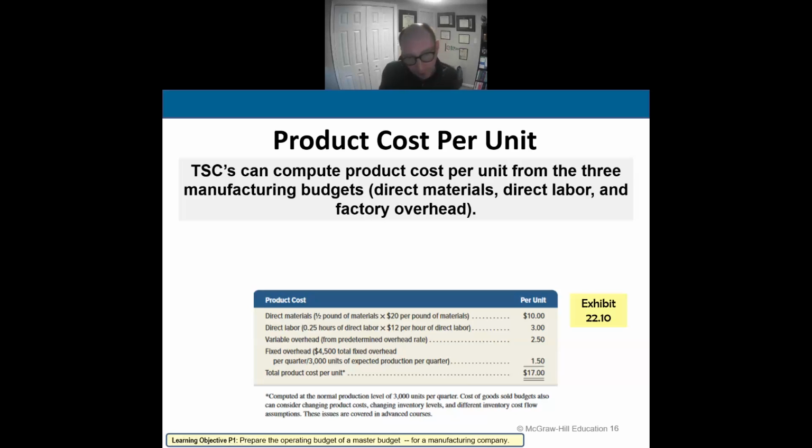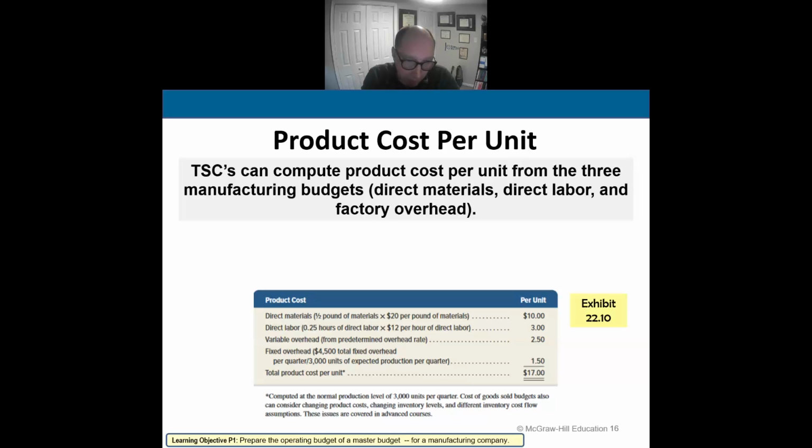So we talked about direct materials, direct labor, factory overhead, both variable and fixed. So now that we know those three things, we can figure out the total cost per unit, and we can budget for that total cost per unit. So here's how it works. We know that every unit that we produce has three components: direct materials, direct labor, and factory overhead.